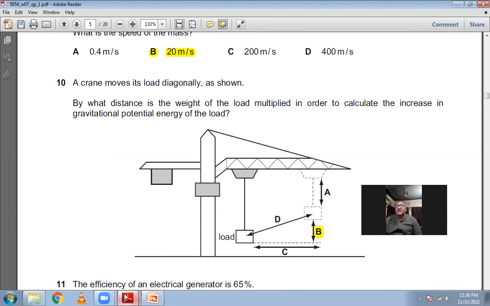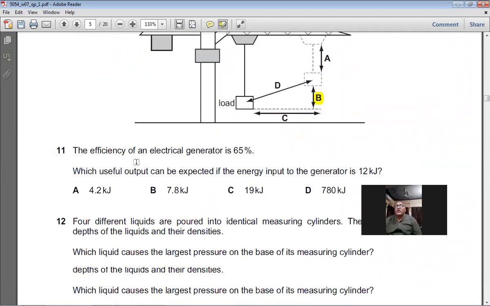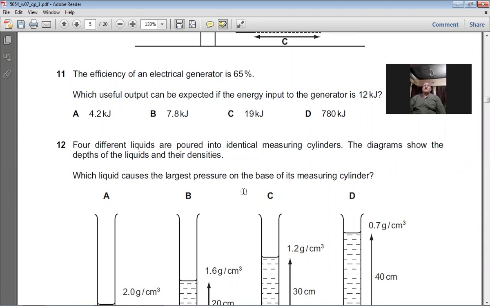Question number 10. The efficiency of an electrical generator is 65%. Which useful output can be expected if the energy input to the generator is 12 kilojoules? So the input energy is 12 kilojoules. Kilo means 1,000, and so 12,000 joules of energy is the input energy. The generator is 65% efficient, so the output energy will be 65 divided by 100 times 12,000 joules.